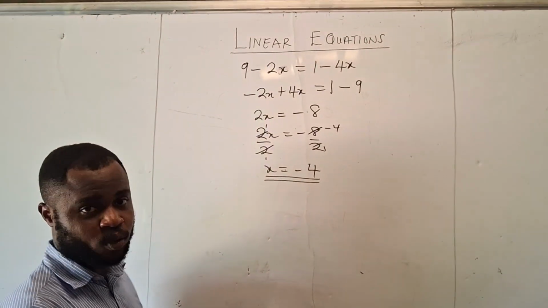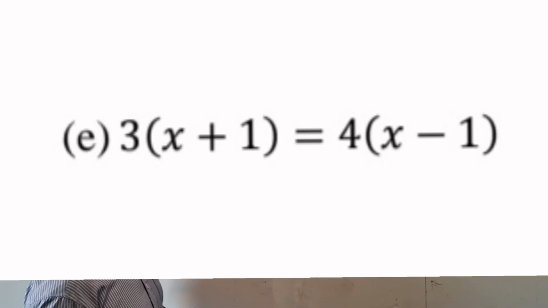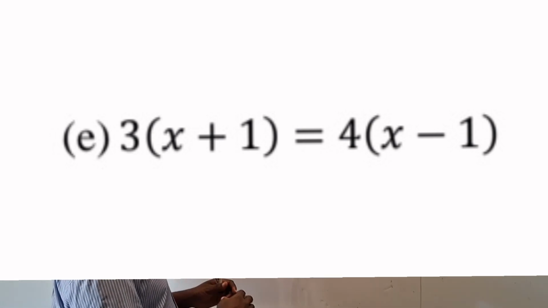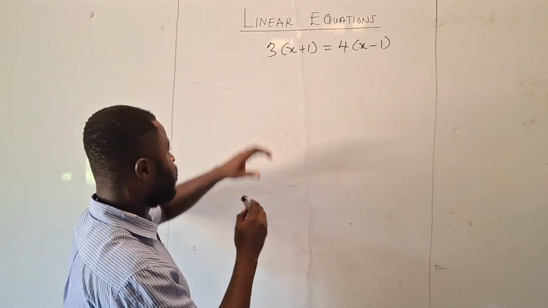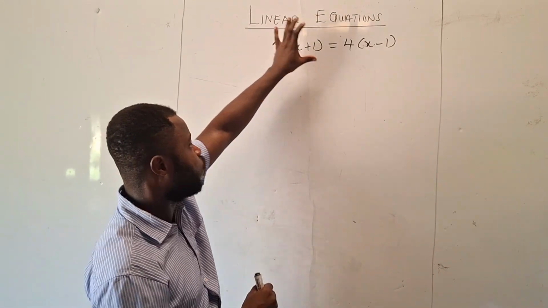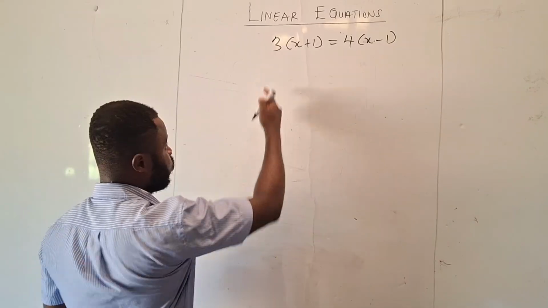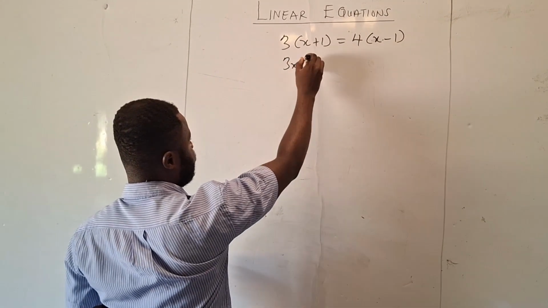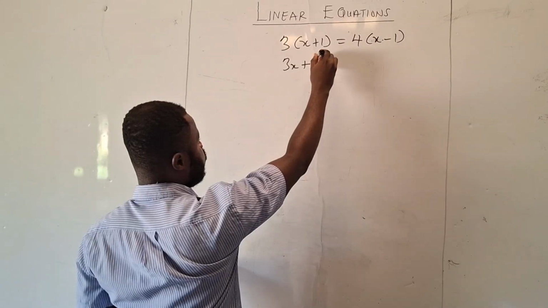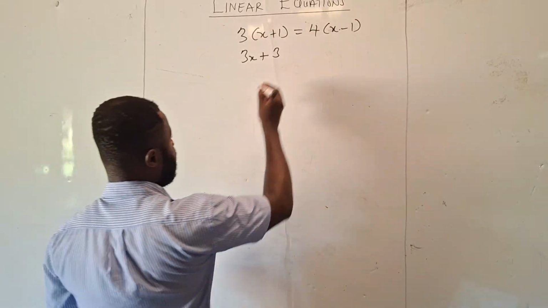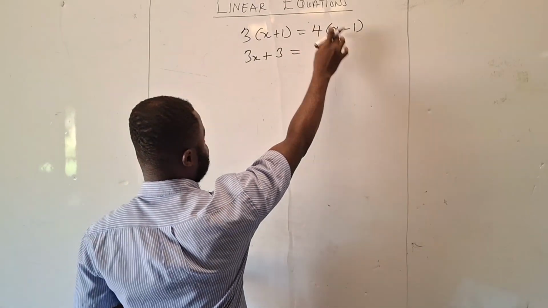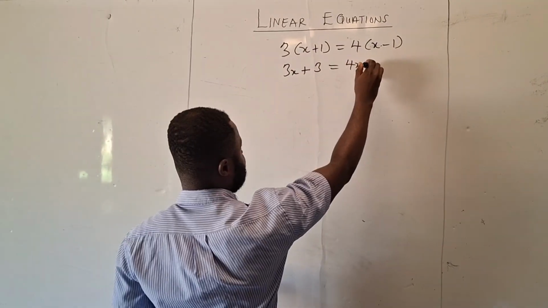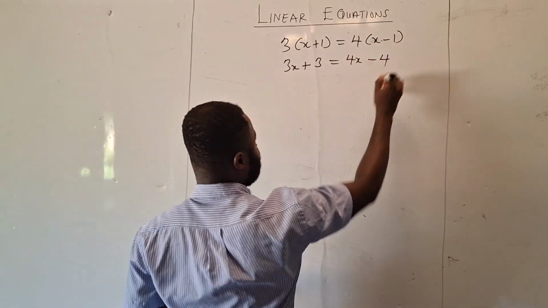We are taking another question. So in this one, we are to solve 3 bracket 2x plus 1 is equal to 4 bracket 2x minus 1. So here we have to open the bracket by multiplying the number outside with both the numbers in the bracket. So 3 will multiply x, which will give us 3x. Then positive 3 times 1 will give you 3. Then our equal sign, 4 times x will give you 4x. 4 times negative 1 will give you negative 4.